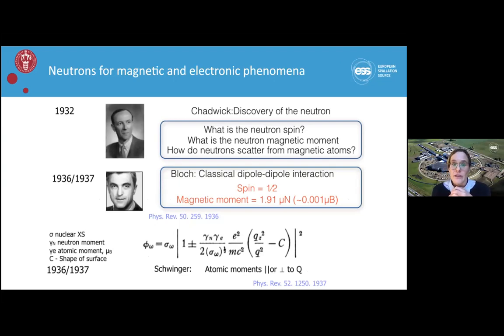So first of all, in 1932, we had the discovery of the neutron. Questions then were, what is the neutron spin? What is the neutron magnetic moment? How do neutrons scatter from magnetic atoms? This was very unclear. In 1936-37, Bloch realized that there was a classical dipole-dipole interaction with a magnetic moment of a half, transferring to 1.91 nuclear magnetons. So they understood exactly what magnetic moment the neutron had and how it could interact with materials. That was quite a large step forward.